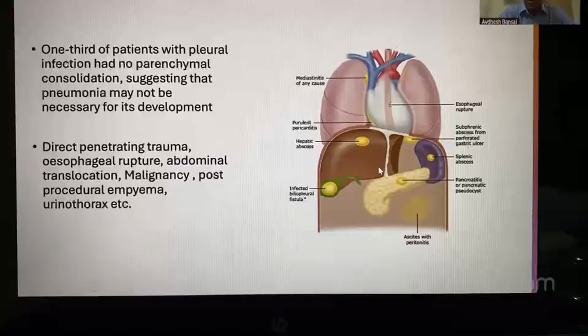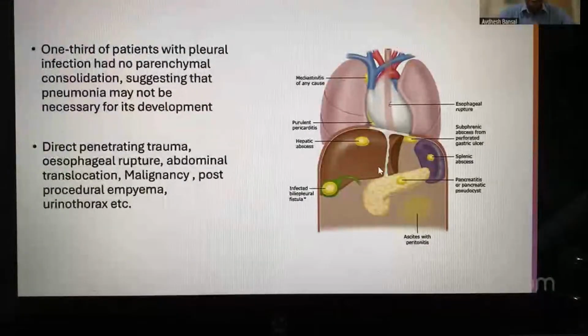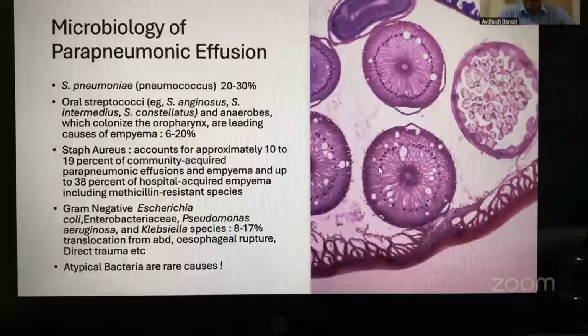It can come from abdominal translocation, malignancy, or post-procedure, like you had a lobectomy done and you have a chest tube, and that gets infected, and you develop empyema. Urinothorax, okay, or coming from hepatic abscess or splenic abscess. You don't have to have pneumonia, but you still have empyema because of these other infections, which result in infections in the pleural space. So what is the microbiology?